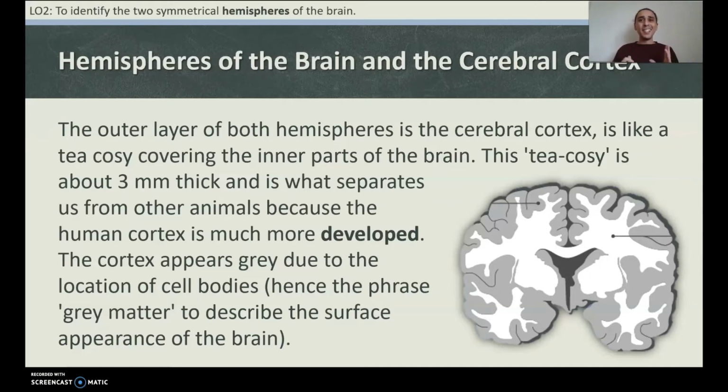The cerebral cortex is like a tea cozy covering the inner parts of the brain. This tea cozy is about 3 millimeters thick and is what separates us from other animals because the human cortex is much more developed, okay? If you have a look in the image, the grey section is the cerebral cortex. It's the outer layer, essentially. The cortex appears grey due to the location of cell bodies, hence the phrase grey matter to describe the surface appearance of the brain.